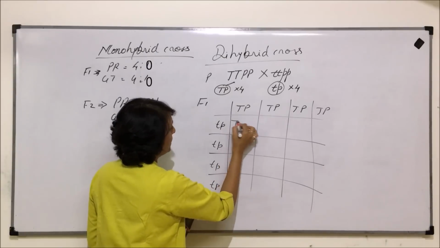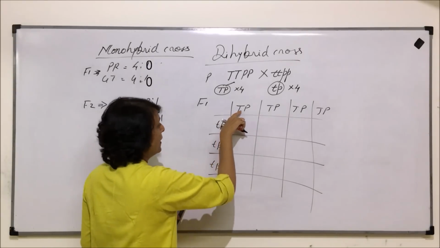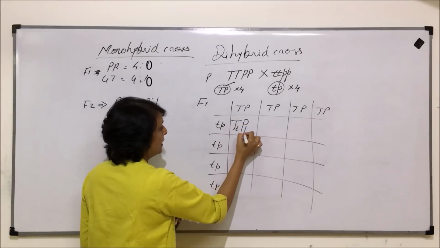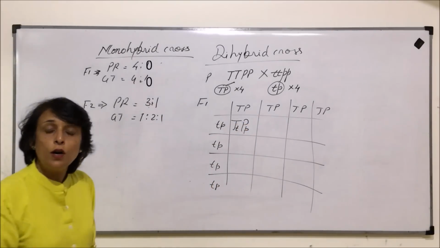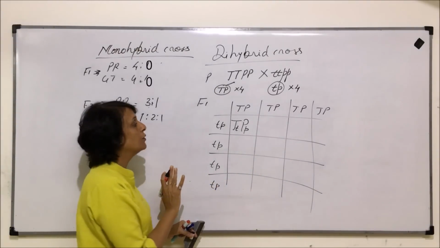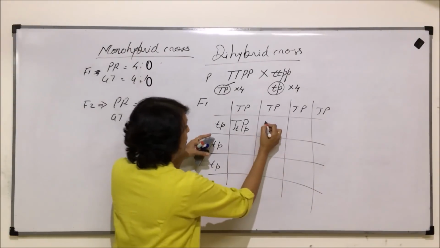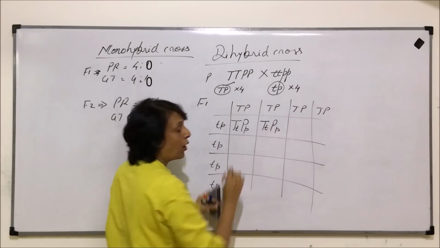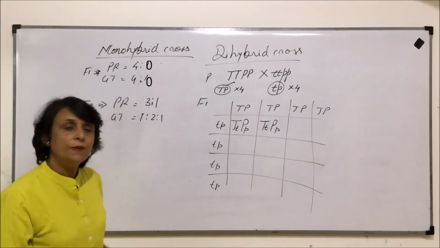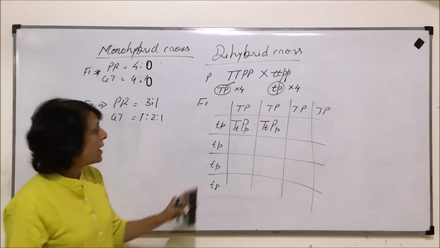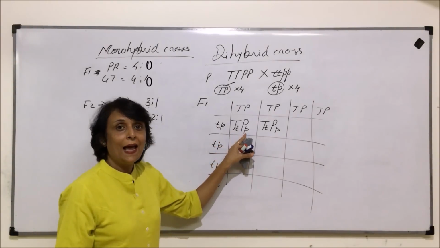So the offsprings will have one dominant, one recessive for height, one dominant, one recessive for the color. And all 16 offsprings are going to have the same. Here also capital T and small t, capital P and small p. So when we fill up this, we will find that all 16 offsprings are tall and purple.